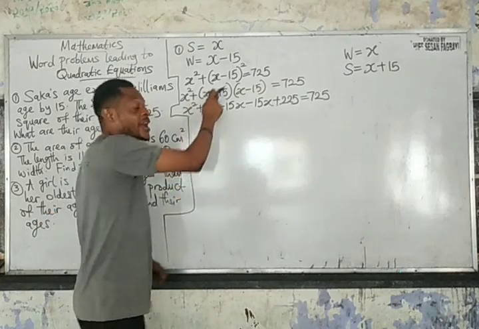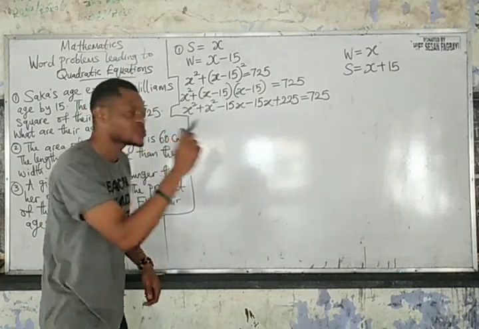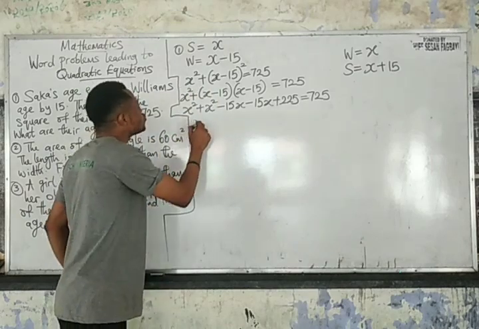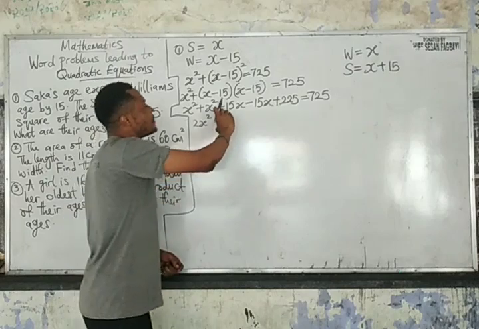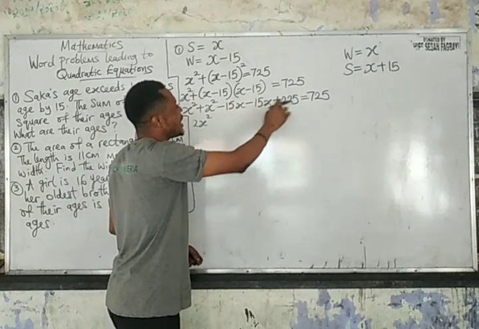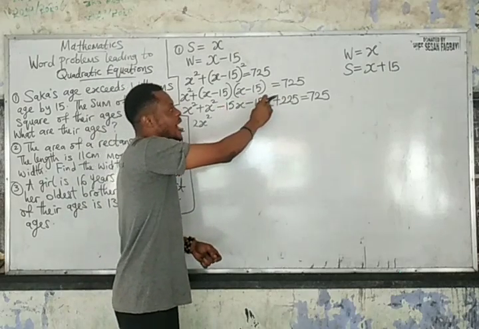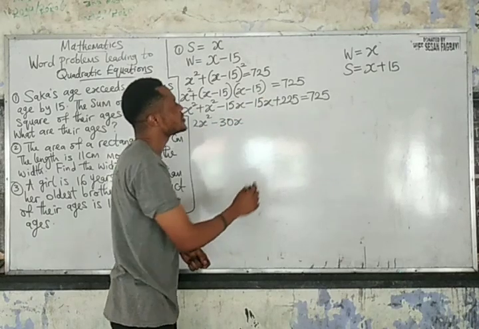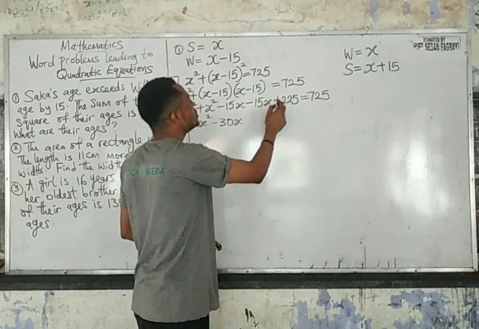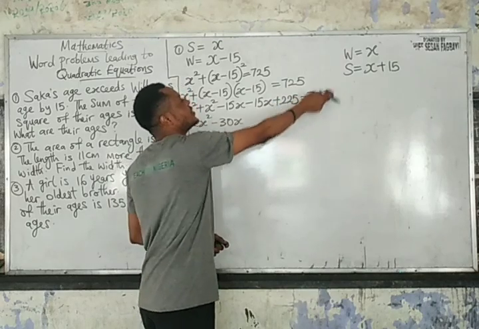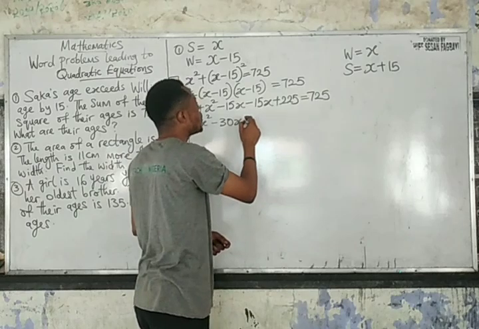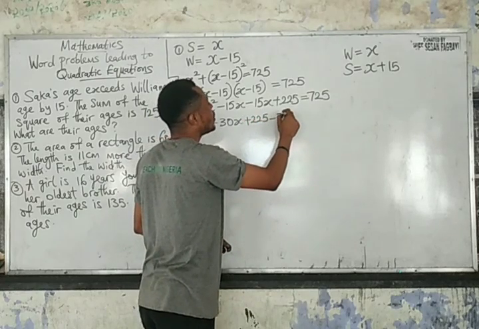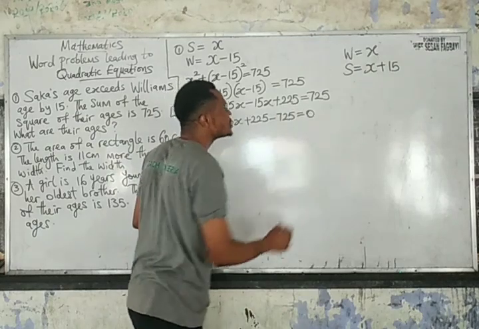X squared and another x squared is going to be 2 of the x squares. We have an x squared, we have another x squared. You sum them together, they become 2x squared. Now minus 15x minus 15x. 15x in two places makes it minus 30x. And finally we have this, which is 225. This comes here, we have plus 225 minus 725, all to give us 0.